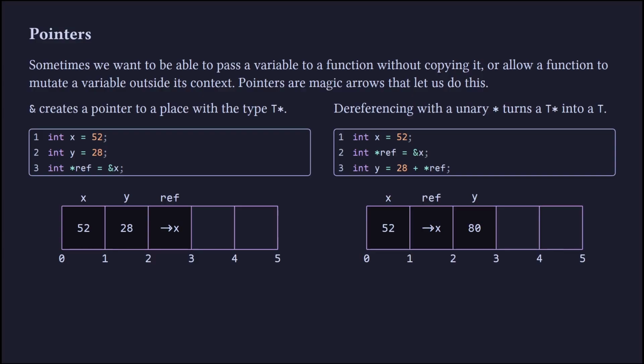We can also undo this operation and turn a pointer back into the type that it points to. In this case, we're taking a reference to X, and then we're dereferencing it using a unary asterisk. This is different from the multiplication operator and has a higher precedence to bind to variable names. And it basically just allows us to copy out the value behind X and use it in another context. In this case, we initialize y by adding 28 to it.